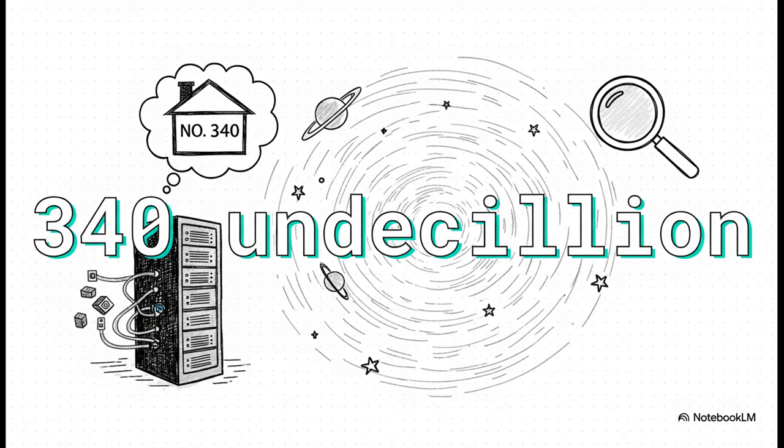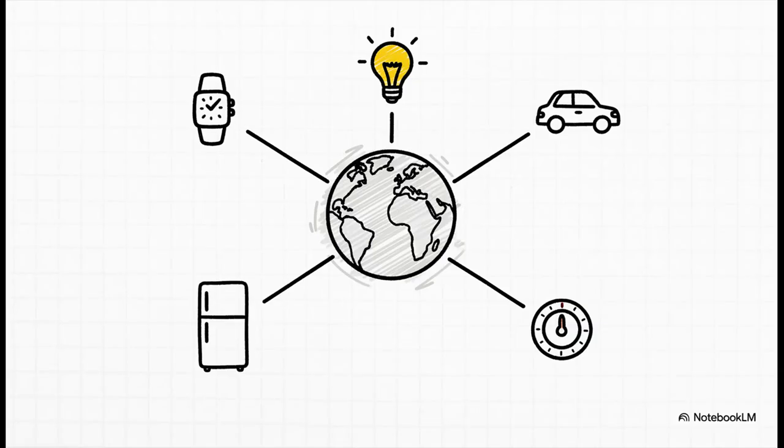Now, for all these devices to talk to each other over the internet, every single one needs a unique address, kind of like a phone number. So, how many addresses do we have available? Get ready for this. It's 340 undecillion. That is a number with 36 zeros after it. It's so big, it's hard to even wrap your head around it. That absolutely mind-blowing number comes from the latest internet addressing system called IPv6.